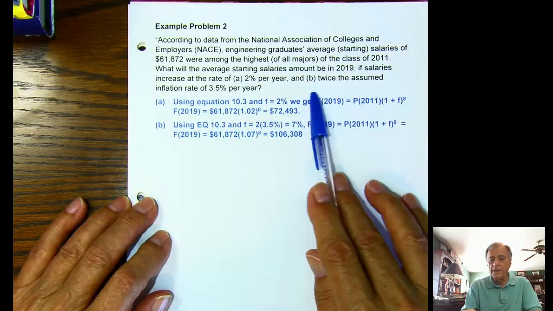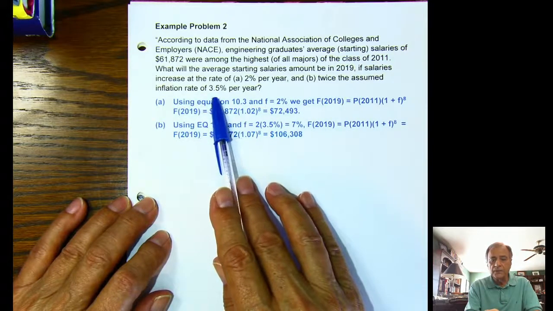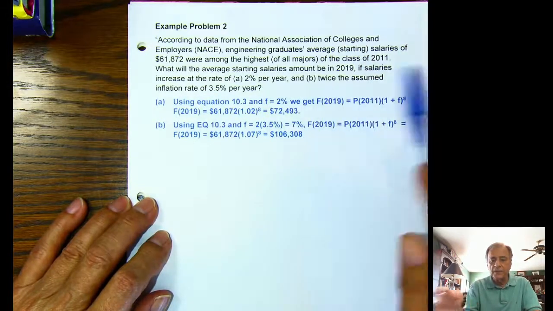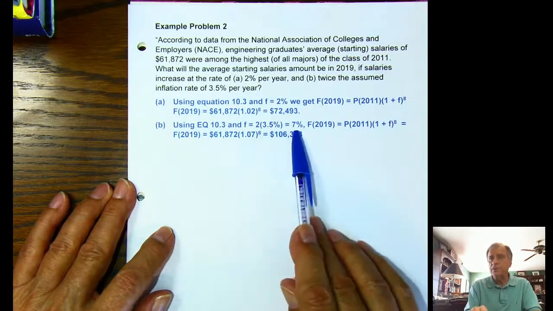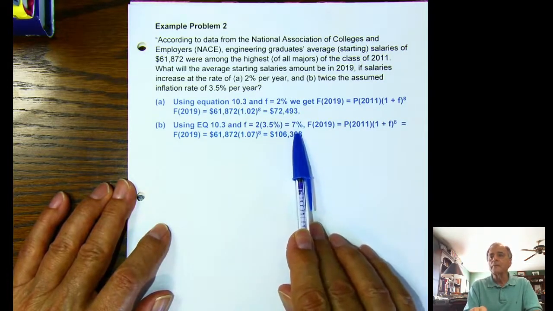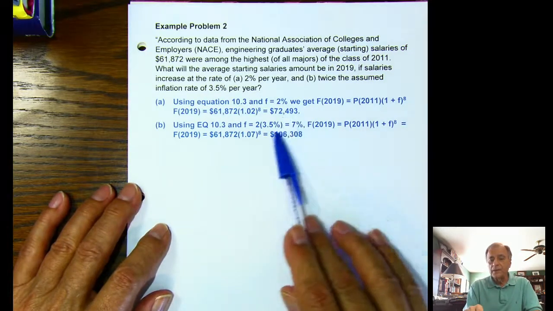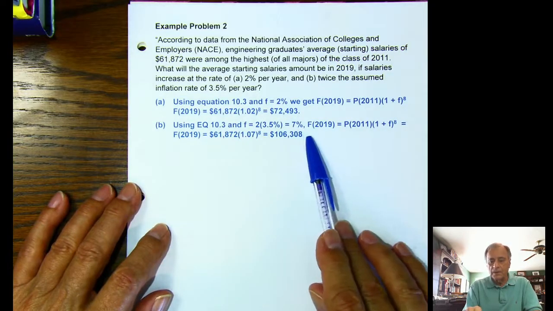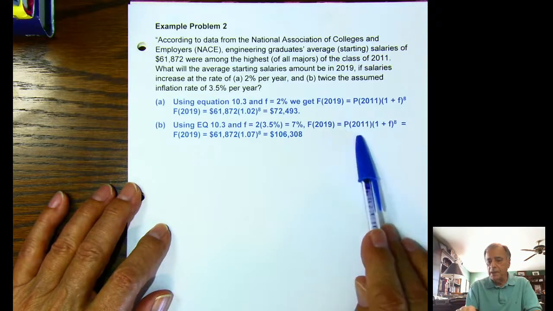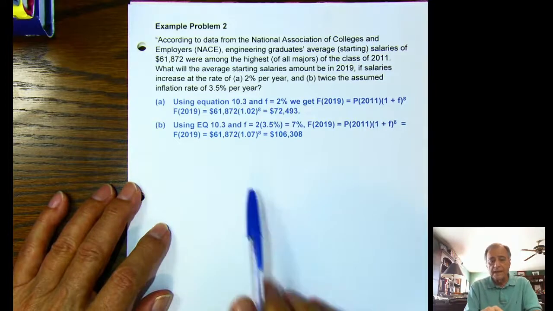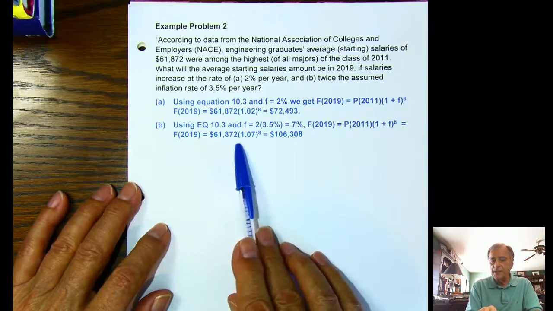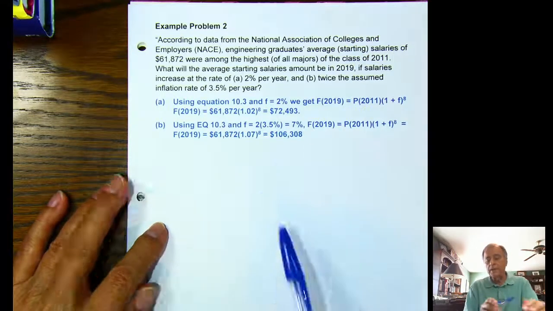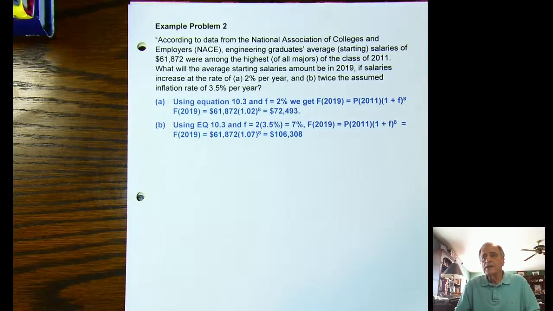Part B, what if the rate of increase of salaries is twice the inflation rate of 3.5%? So 2 times 3.5% is 7%. It's asking you, what will the future average starting salary be if they went up by 7% per year? So the future value in 2019 is the constant value P in 2011 times 1 plus F to the 8th power again, but now the F is 7%. When we multiply 61,872 times 1.07 to the 8th power, we get 106,308. So that concludes today's lesson on sections 10.1 and 10.2. Thank you.